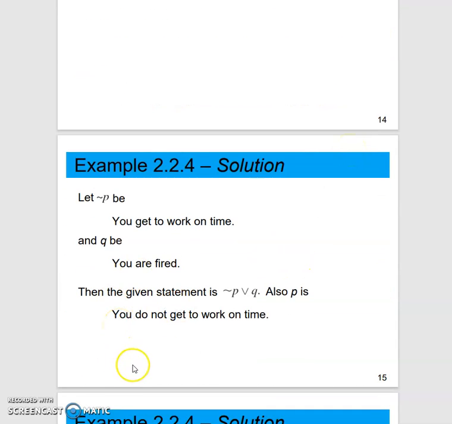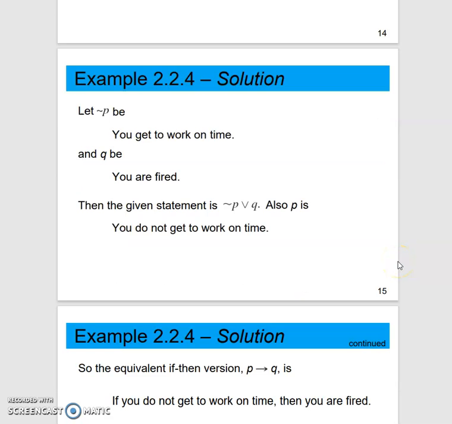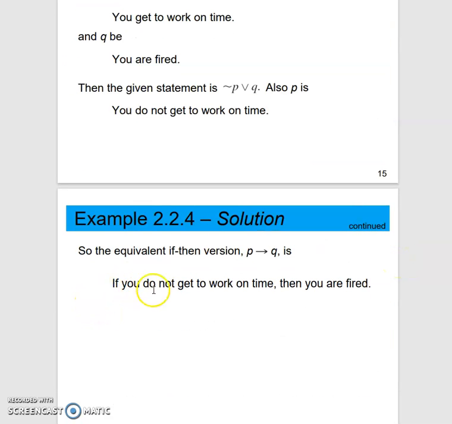So, to write it as an if-then, again, I've got to take the opposite there. So I do not get to work on time is not P. And I would write, if you do not get to work on time, then you are fired. And that would be the if-then equivalent of that same statement.